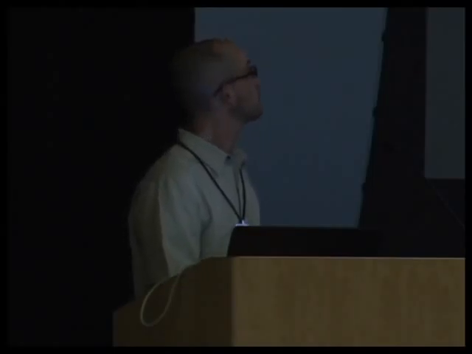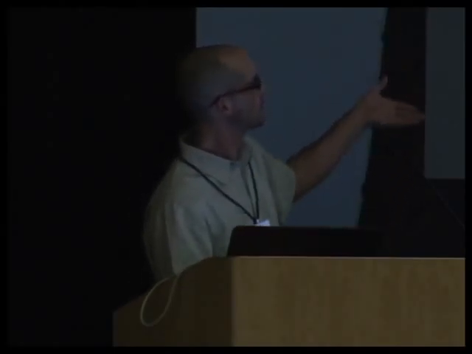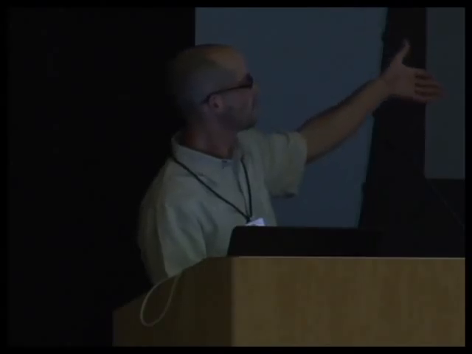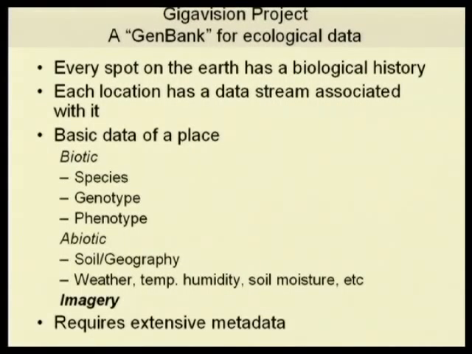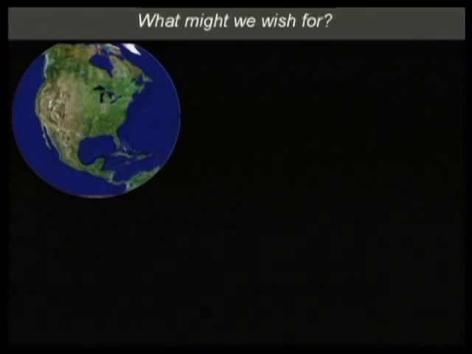And that's the sort of thing that if we have that, we'll be able to do stuff at the scale that people are doing things with genetics these days. And I think a good way of thinking about that is that every spot on Earth has a biological history, and it could have a data stream associated with it. And you have things like the species that are there and the genotypes and phenotypes. And you also have abiotic measurements, and then you have imagery, which is what I'm focused on and I think is really important. But you need a lot of stuff tacked onto that to make this useful.